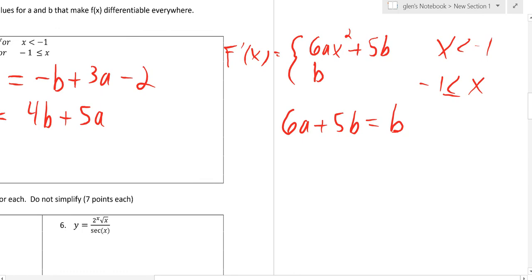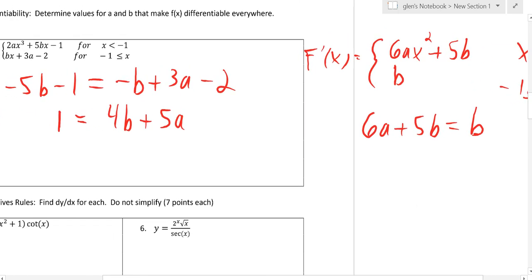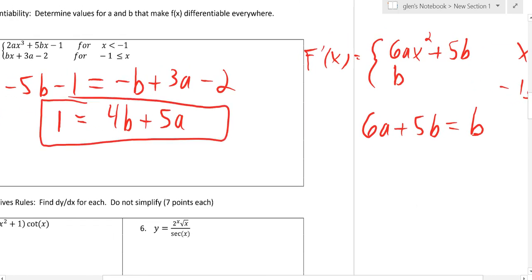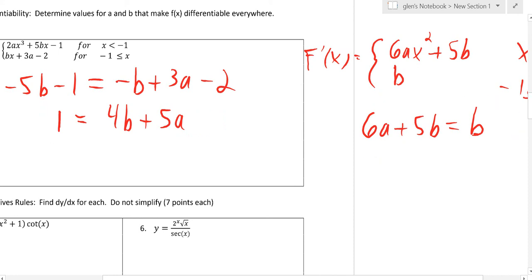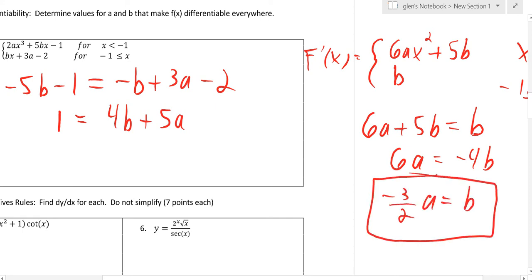The whole trick here is now we have two equations. We have this equation, which came from making the functions meet each other, and we have this equation, which comes from having the derivatives meet each other. You pick whichever one looks simplest and solve for one of the variables. The second one looks easier, so I'm going to subtract 5b. That gives me -4b. I'm going to divide by -4, and that gives me -3/2 a is b. This will be the same thing every single time: plug in the x value, set them equal, derive, plug in the x value, set those equal, choose one of those equations to solve for one of the variables, and sub it into the other equation after you simplify it.